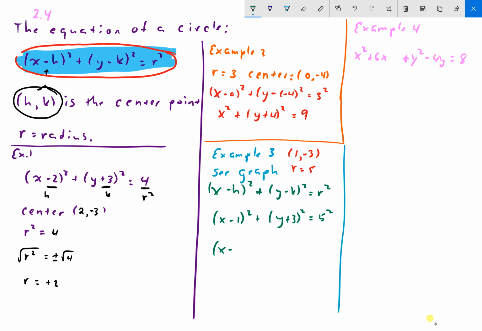So your final equation is x minus 1 squared plus y plus 3 squared equals 25.